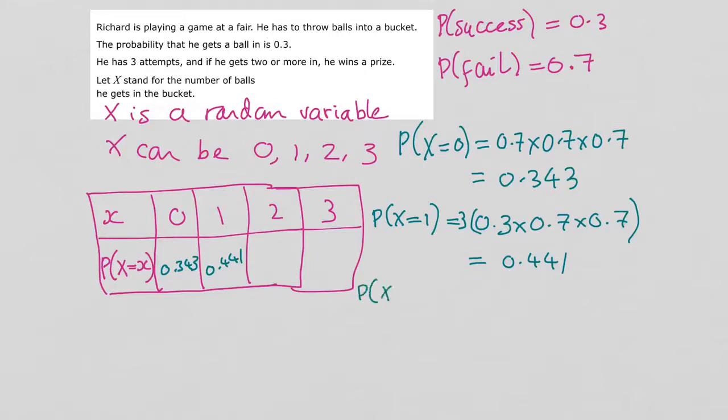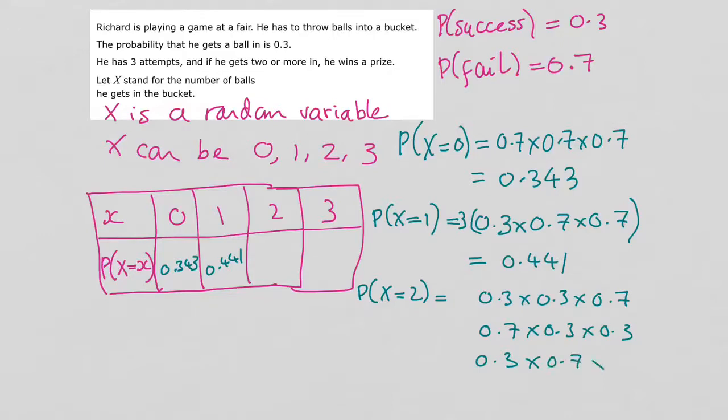Okay, probability of getting 2 balls in. Again, so there's different possibilities here. He could succeed, succeed, fail. He could fail, succeed, succeed, or he could succeed, fail, succeed. Again, it's the same 3 numbers times each other, but there's 3 options. So I'm going to put a 3 in front of that, and that comes out to be 0.189.